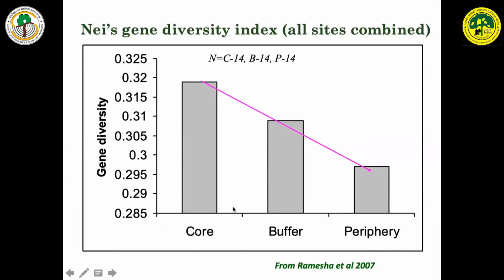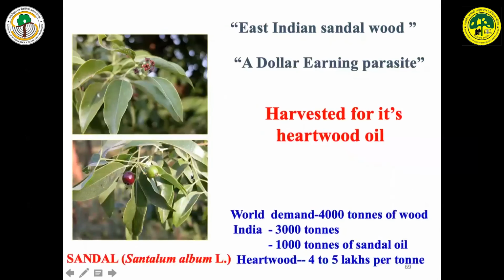You can see here the core is highly protected, the buffer has some human interference, and the periphery is highly disturbed. So if you see, yes, the core has very high genetic diversity, the buffer is a little more or less, and the periphery is lower. So our hypothesis is right. The highly protected areas, like the different core zones, have high diversity compared to the periphery.